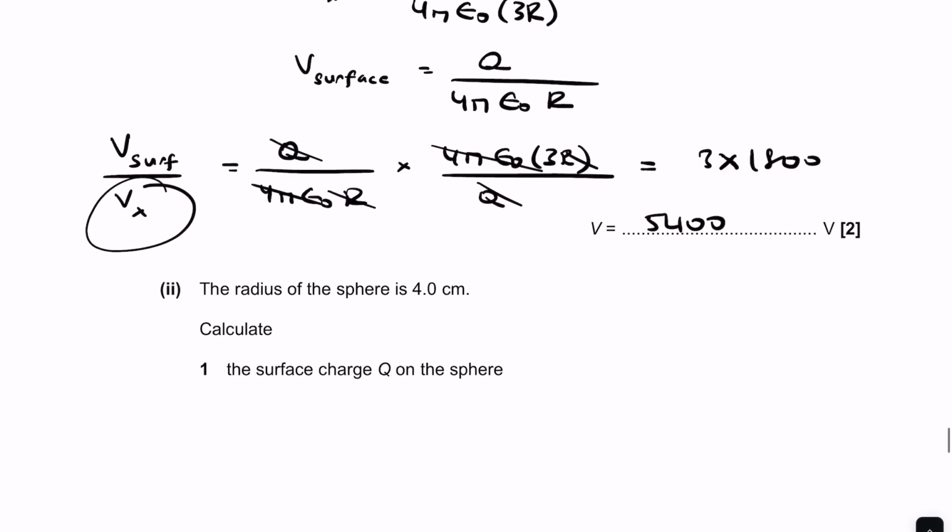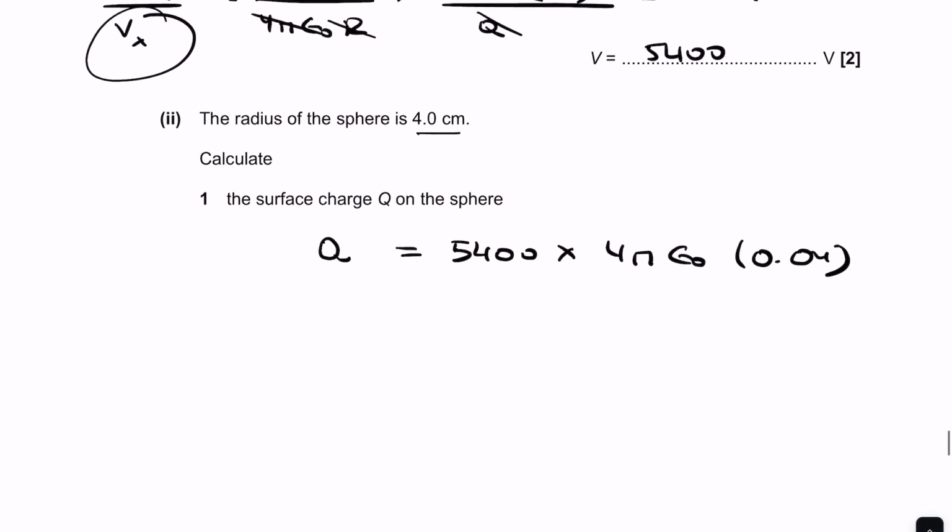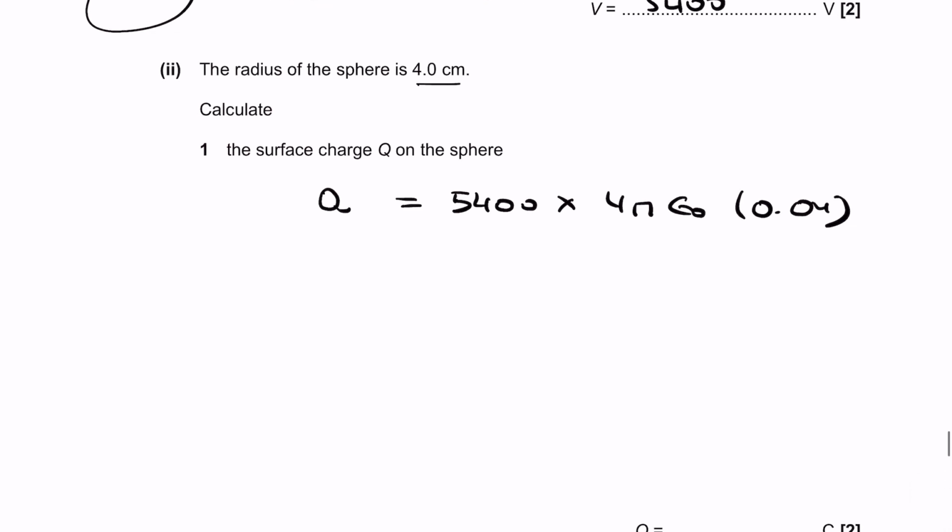For the next question, it says calculate the surface charge when the radius is 4 centimeters. So Q is equal to, again, I can use the same equation as above, just modified. So Q is equal to 5400 times 4 pi epsilon naught, okay, and 4 centimeters, which is just 0.04. Okay, so the value of epsilon naught is already given to us, which is 8.85 times 10 to the minus 12. And using that, we could end up getting an answer of 2.4 times 10 to the minus 8 coulombs.